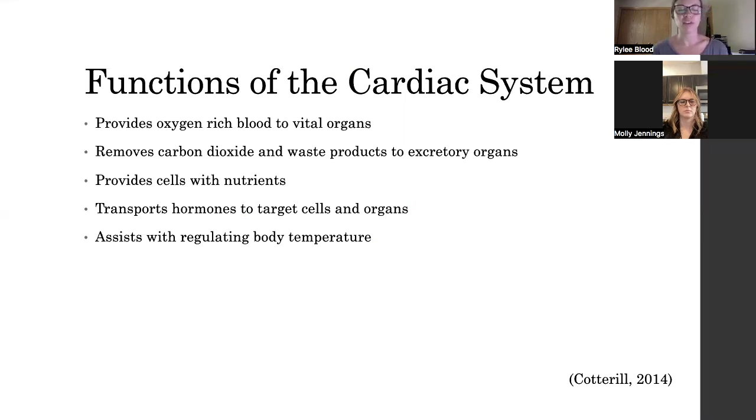Then it also provides cells with nutrients. The blood gathers nutrients from the small intestine and carries them to all organs. It also transports hormones to target cells and organs. It collects these hormones through the blood and delivers them to the appropriate cells. And then lastly, it regulates body temperature. Constricting and dilating vessels is how this occurs throughout the body.